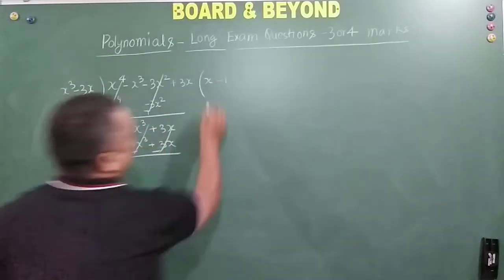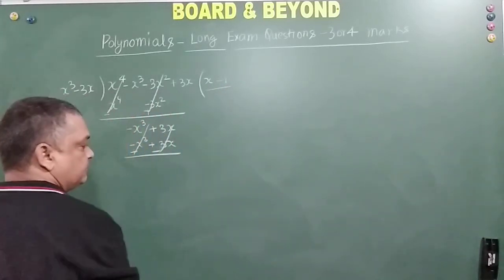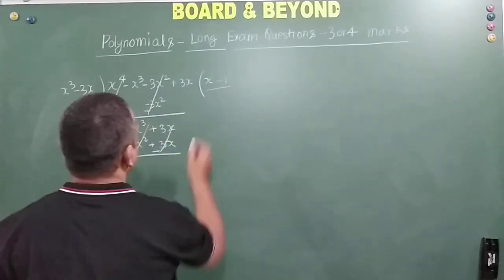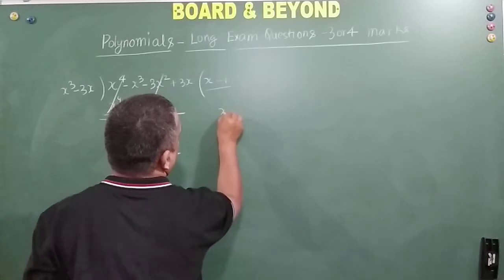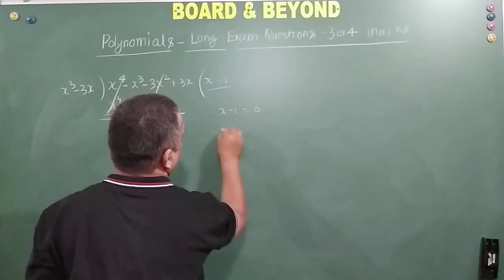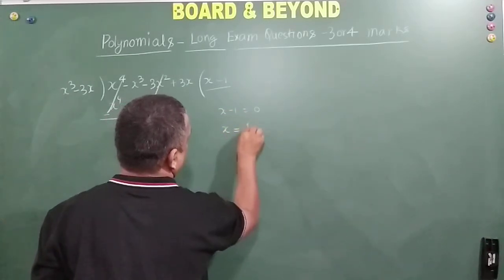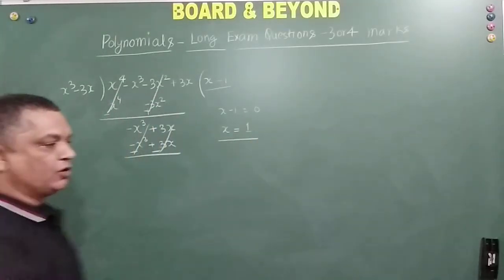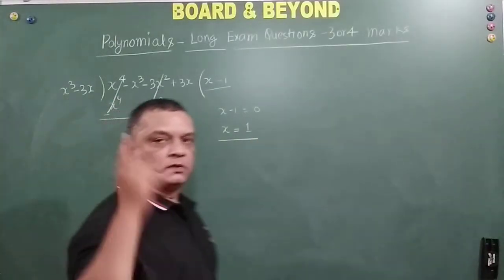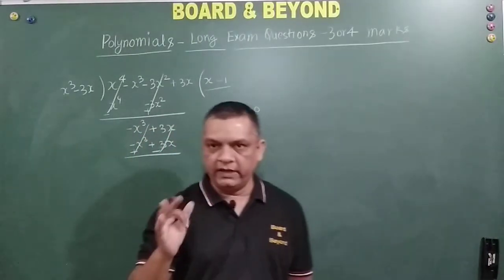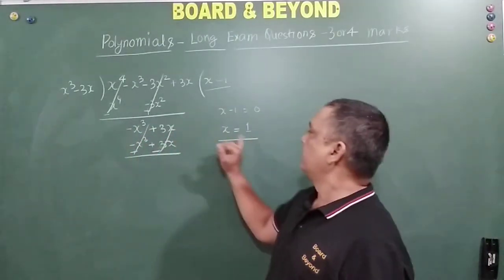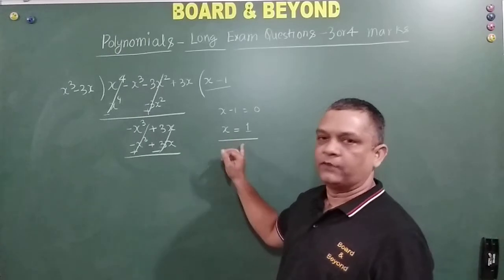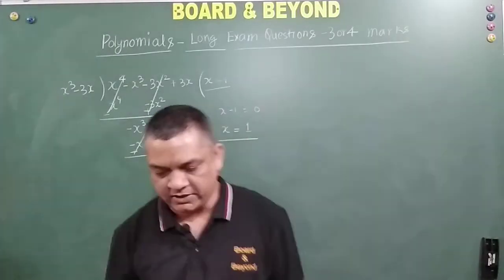So one more factor I have got. x minus 1 is equal to 0, leaving us with x is equal to 1. So this biquadratic polynomial has got 4 roots: 0, root 3, minus root 3 and 1. You have found out the fourth root, and you were expected to do this.